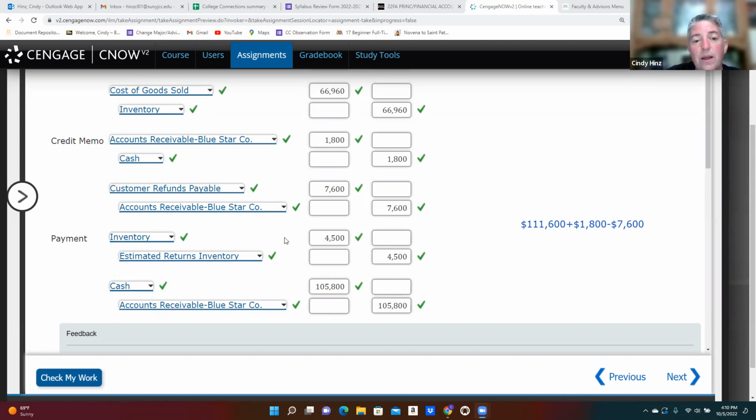So this entry, adding the merchandise back to the inventory account and crediting the estimated returns inventory asset account, is the second part of that credit memo because they use a perpetual inventory system. And finally, the payment label should be down here. Blue Star is going to pay what they owe. And over here on the side, I have written on the screen how I determined how much they owed. The original purchase was $111,600 plus the freight minus the return. And that's why they paid $105,800.